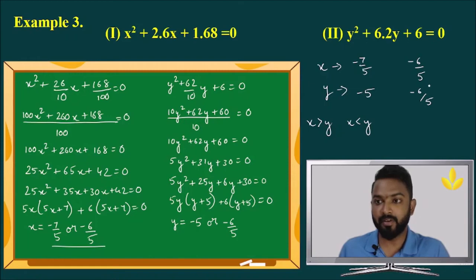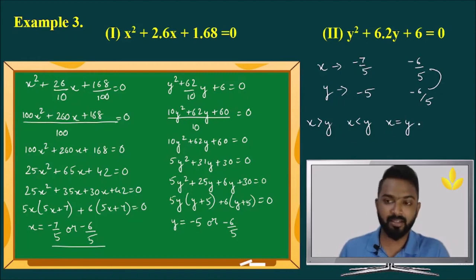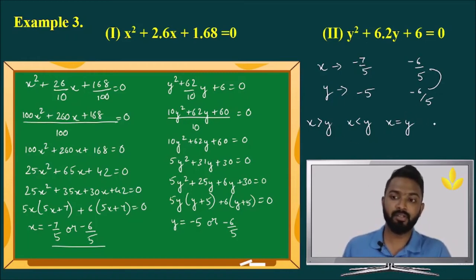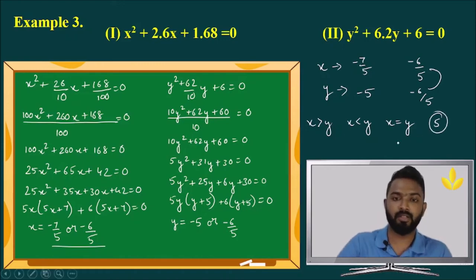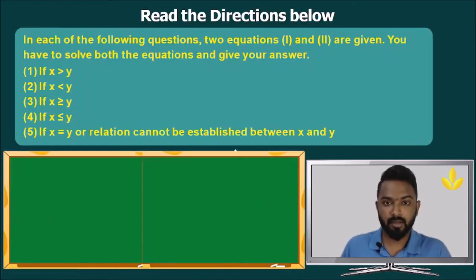And if we compare these two, then both of them are equal. So x is equal to y also. So every single thing is happening over here. That means that the correct answer is the fifth option. That is, the relation cannot be established.